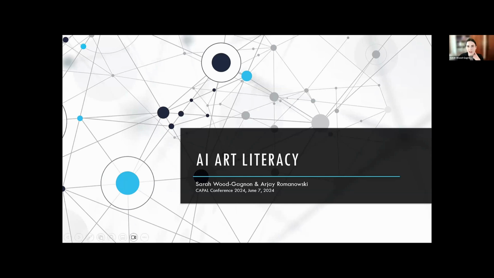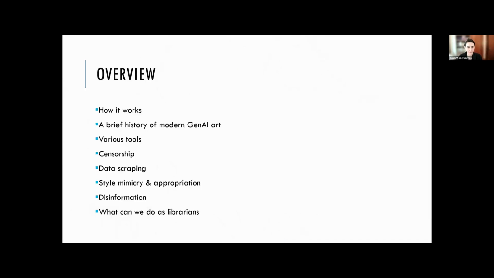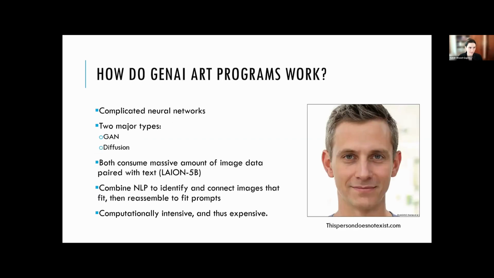We're going to talk about AI art. I'm sorry we tweaked the title just a little bit, as we found AI art is often overlooked in discourse in libraries. So here we have a brief overview. We're going to go over some history, some major ethical issues, and end with some ideas of what we can do. All right, so just how do these all work anyway?